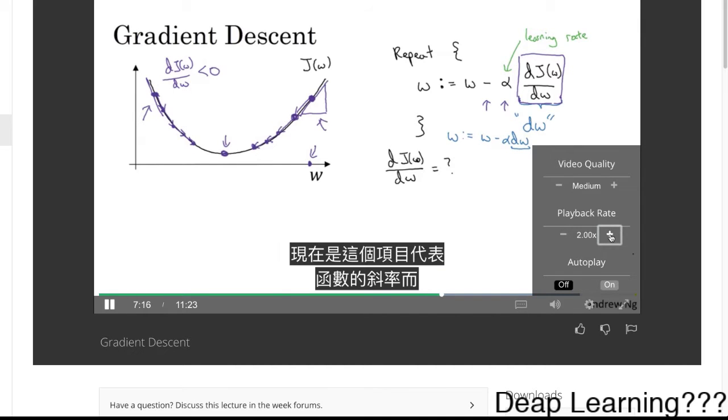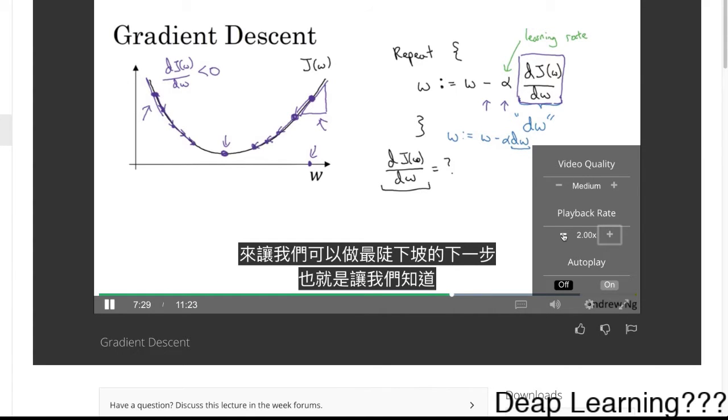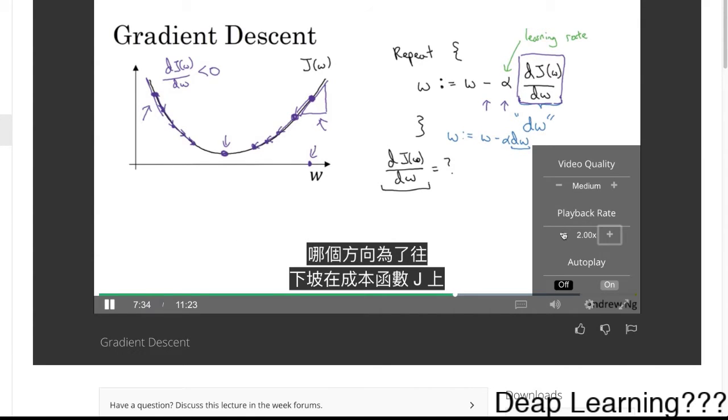But the overall intuition for now is that this term represents the slope of the function. And we want to know the slope of the function at the current setting of the parameters so that we can take these steps of steepest descent, so that we know what direction to step in order to go downhill on the cost function J.